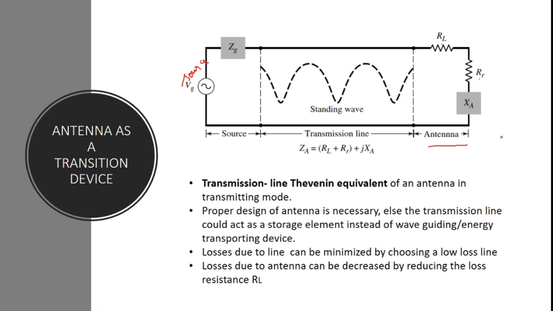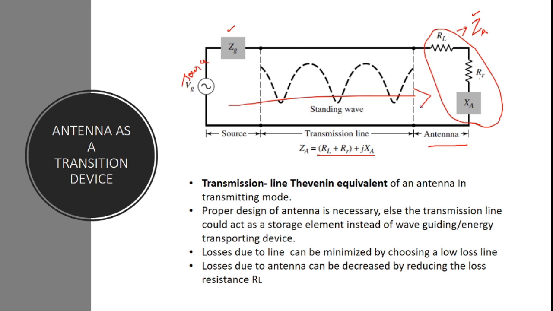Together, all these three elements RL, RR and XA give your antenna impedance, which is ZA. These two are in series, so it becomes RL plus RR, and the imaginary part is plus JXA. So the combination of RL plus RR plus JXA gives our antenna impedance ZA. And when can we say that maximum power gets transferred from the source to the antenna? As per the maximum power transfer theorem, only if the source impedance and the antenna impedance are matched can we say that maximum power gets transferred from here to here.